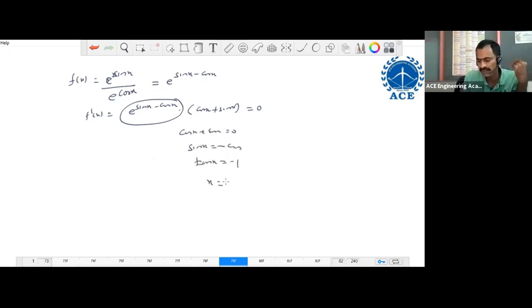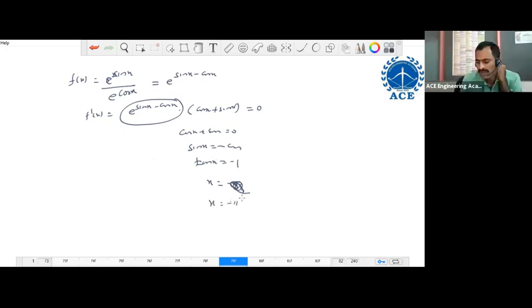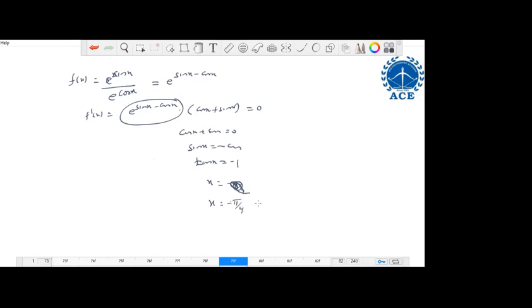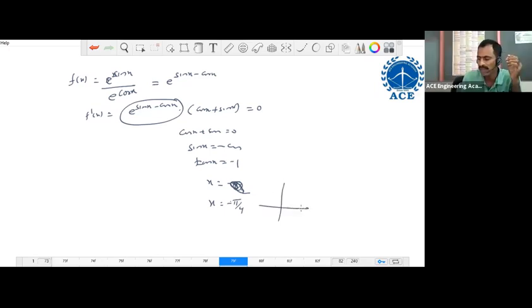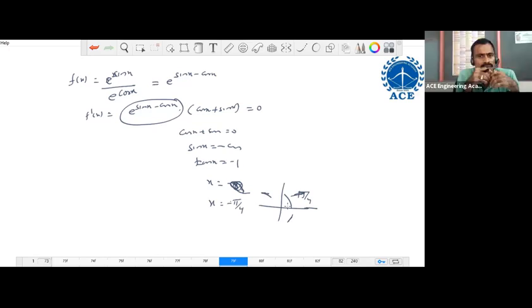Then x equal to what is the value? Is it minus pi by 4? Yes, sir, minus pi by 4. If you do it like this, in this quadrant pi by 4 is here, minus pi by 4 is here, next 3 pi by 4 also. Many values are there. Like this we get the stationary points, many stationary points because of the transcendental equation.